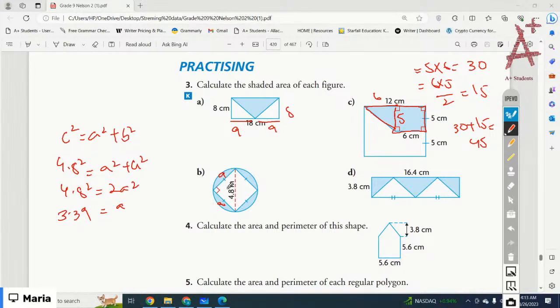This A is 3.39, that is the length of all four sides of the square, right? You can calculate the area of the square now. The area of the square is s squared, that means 3.39 squared, that would be 11 point something, 11.52.